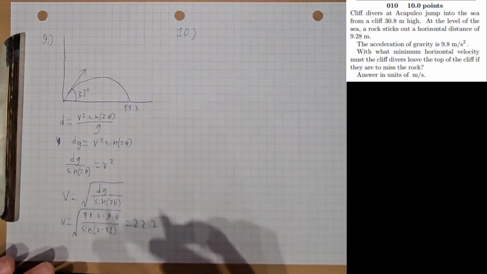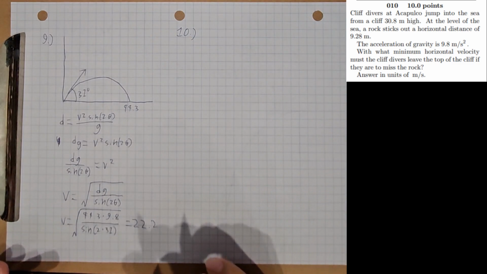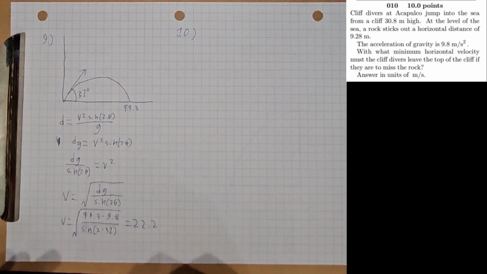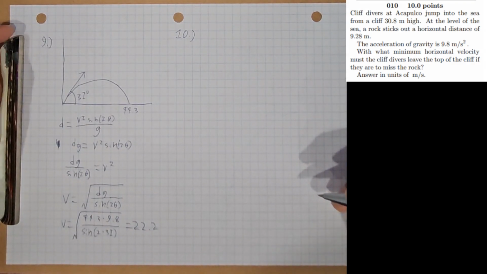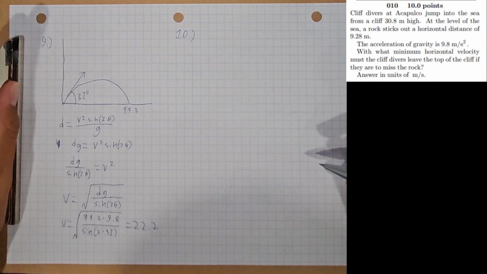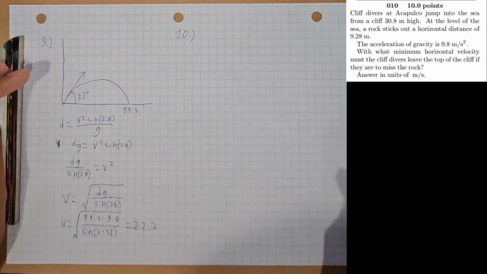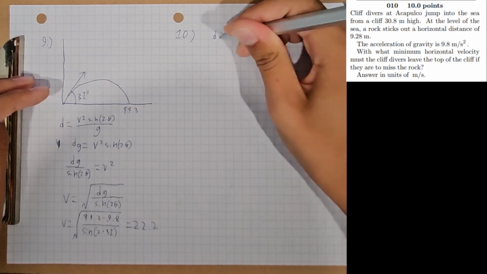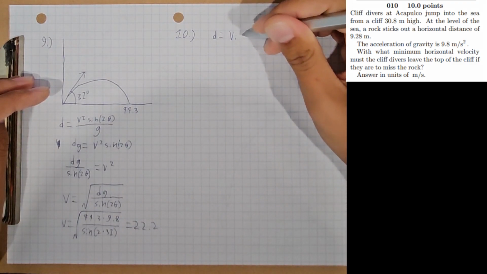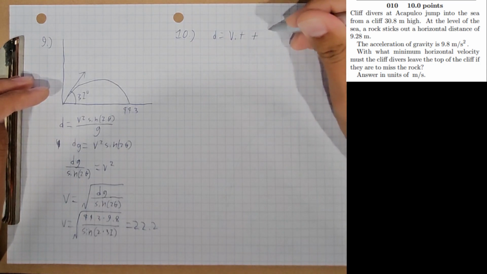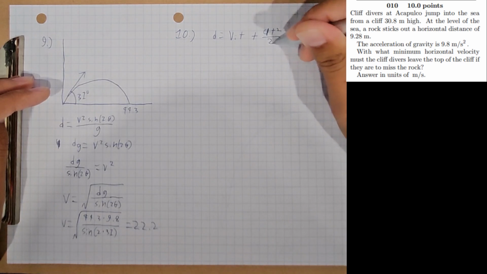Finally, it's question 10. This is about the cliff divers at Acapulco. There are multiple ways to solve this problem. The probably better one is to use a different version of the range formula, but in this case, I'm just going to use the distance formula: d equals initial velocity times time plus acceleration times t squared over 2.